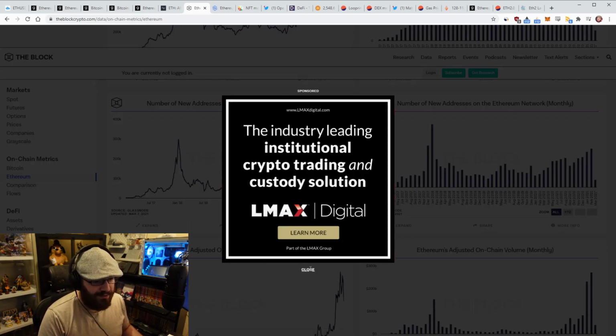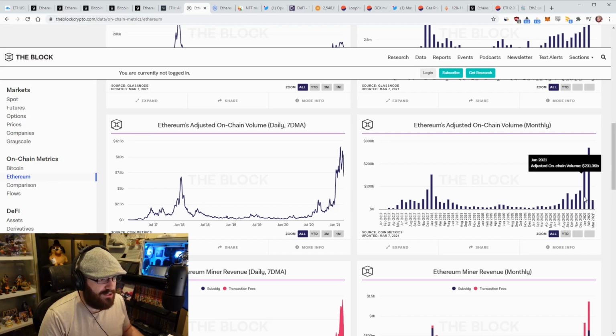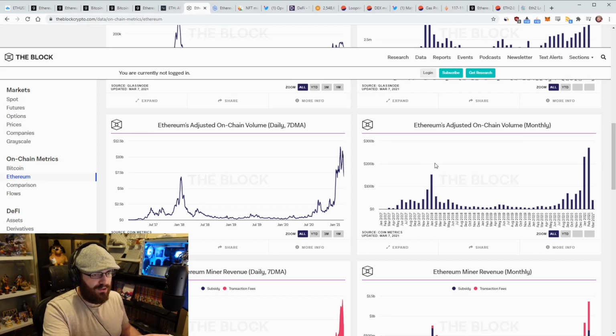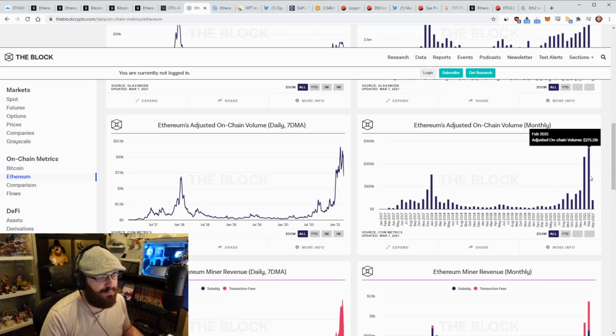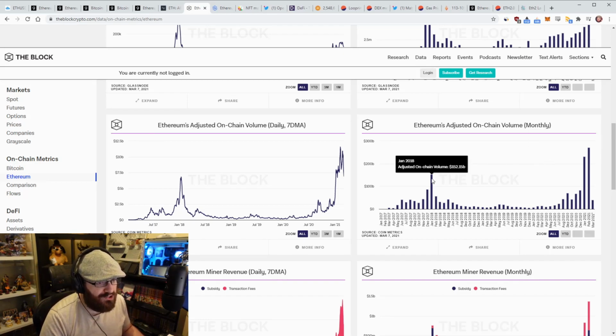There's a couple of deeper metrics here, like adjusted on-chain volume, which absolutely exploded, and this is just ETH. This isn't including all the tokens. So this is basically just ETH moving on chain. You can see that February was a record month where $271 billion worth of ETH moved on chain. This dwarfs what we saw at the top of the last market in January of 2018, when it was $152 billion.